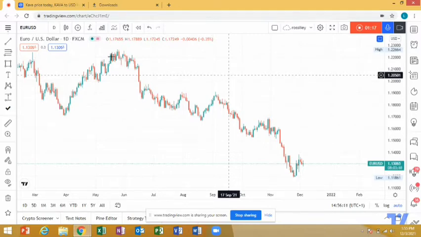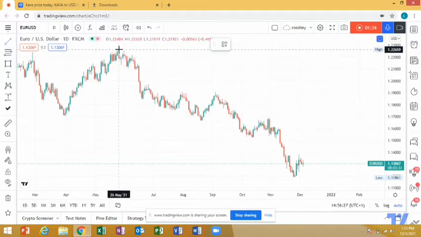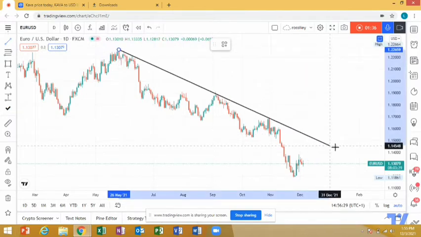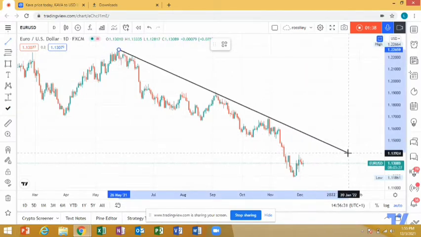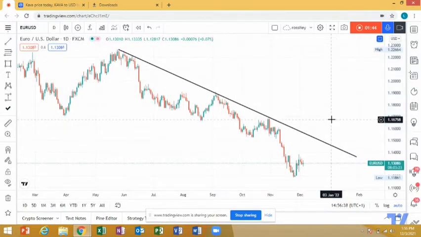So this is a daily time frame. The price is trending downward on the daily time frame EUR/USD. So let's draw our trend line just to make sure. That's it. So this is a nice downtrend where you can catch a lot of opportunities, trade them, and make a lot of money.